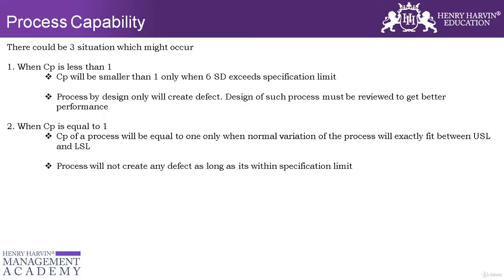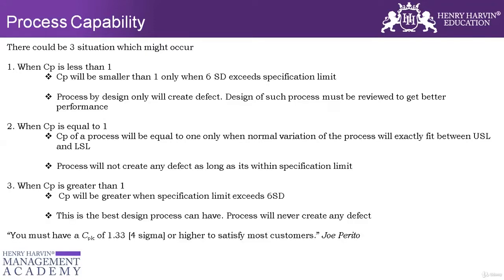Okay. The best case scenario would be when my CP is greater than 1, which means whatever my customer specification is, my LSL or USL, my process is capable of performing more than that. So even if any special cause variation comes, I would not have any kind of defect. Okay. So let me take an example to make you understand.